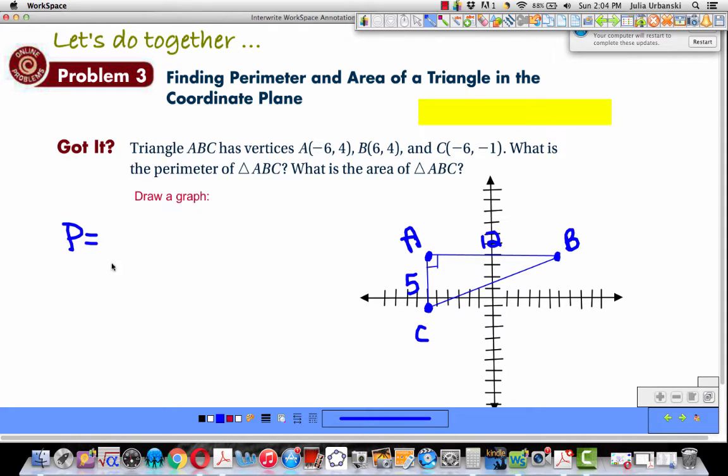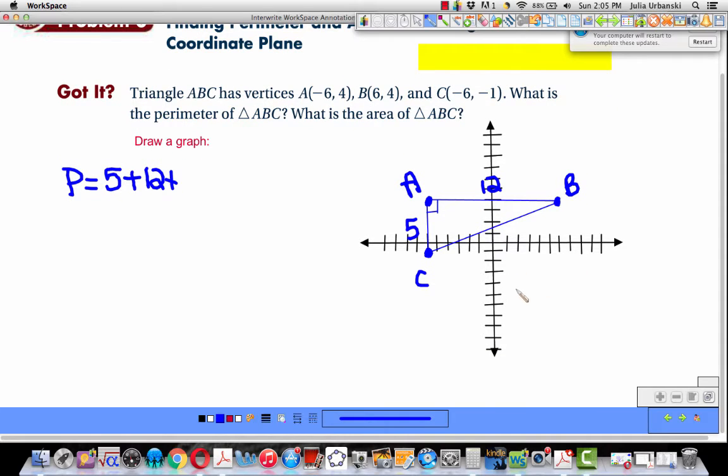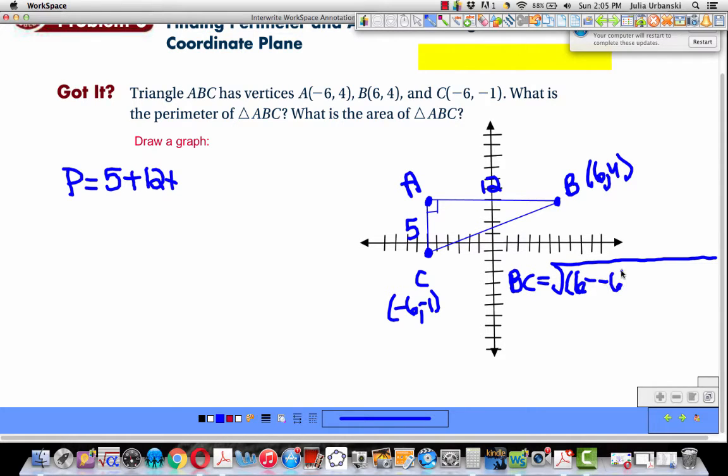The perimeter, I could try it, but there's a piece missing right here. So I'm going to add 5 plus 12 plus, I need to figure out what the third part is, and I'm going to use the distance formula to do that. So for my distance formula, I want to find the distance from B to C. So I'm going to do x2 minus x1 squared. Let me write these in here. B is at 6, 4, and C is at -6, -1. So we go 6 minus -6, and then we square it, plus 4 minus -1.